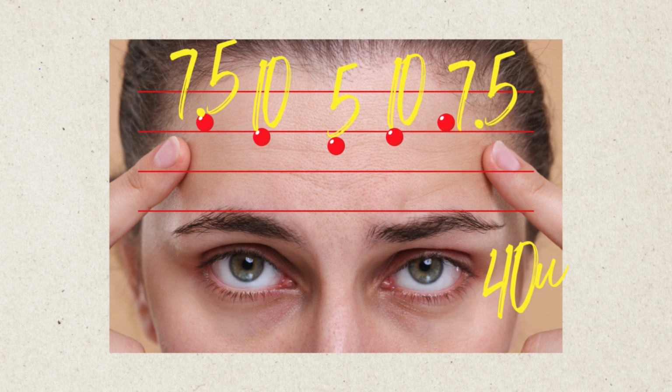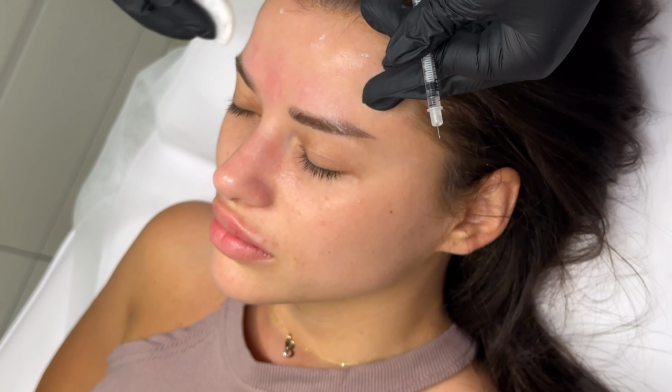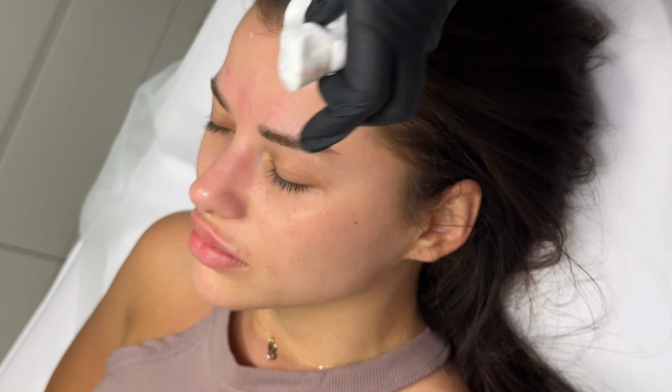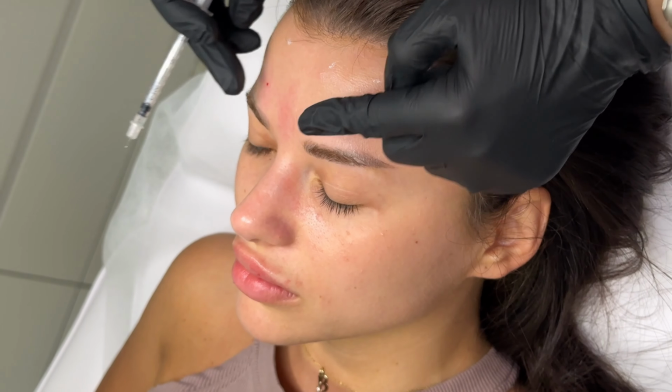One example pattern equals 45 units. For younger patients with mild lines, 25 to 35 units is usually sufficient. For Botox, distribute 10 to 15 units total across the same 5 points.